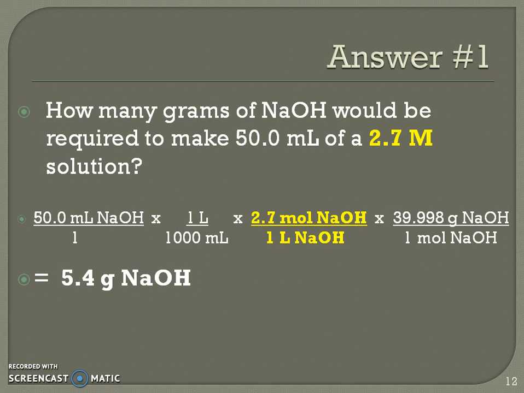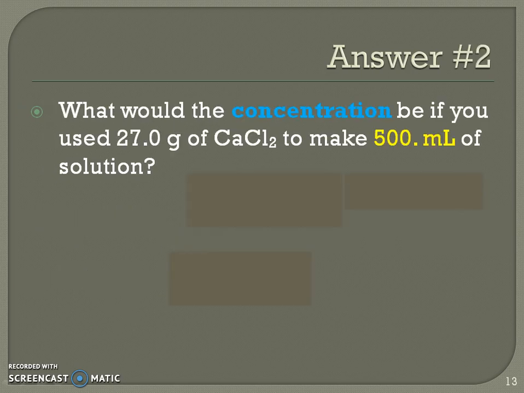So as a chemist, or as a chemistry teacher, when I have to make solutions that you're using in the chem lab, if I, for whatever reason, needed a 2.7 molarity solution of NaOH and I only needed 50 milliliters of it, I would calculate that I would need 5.4 grams of the NaOH. And that's going to be really important because we don't want to make solutions we're not going to use. We don't want to waste anything.